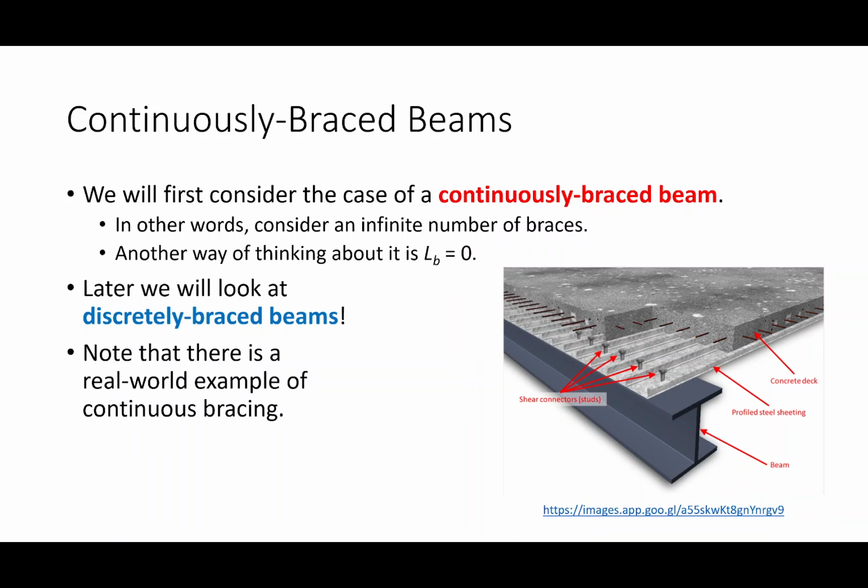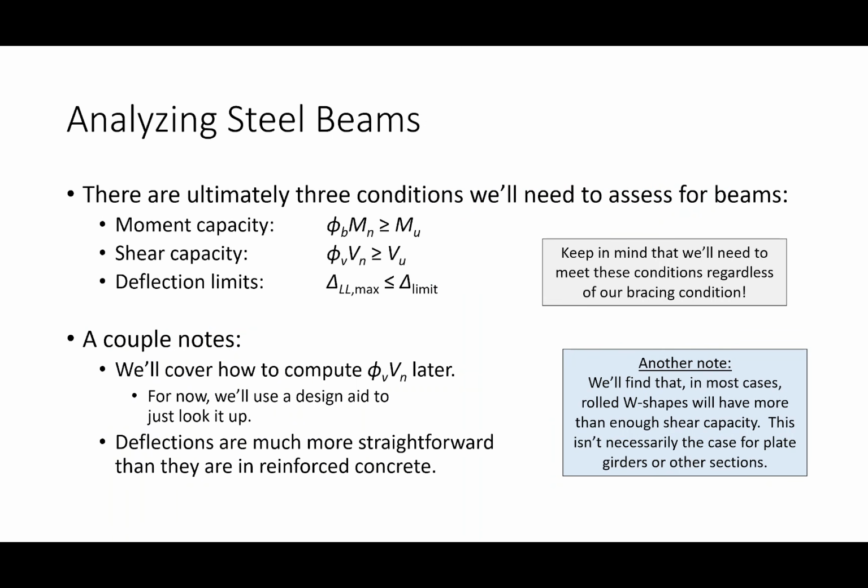But just to be clear though, what I'm really getting at when I'm talking about continuously braced beams is I first want to learn how to analyze and design beams where buckling isn't an issue. That's really sort of my point, okay? And if LB is 0, what's our capacity? MP. Okay, so that's sort of the idea for this first section of the class. Okay, our first section of the class on beams.